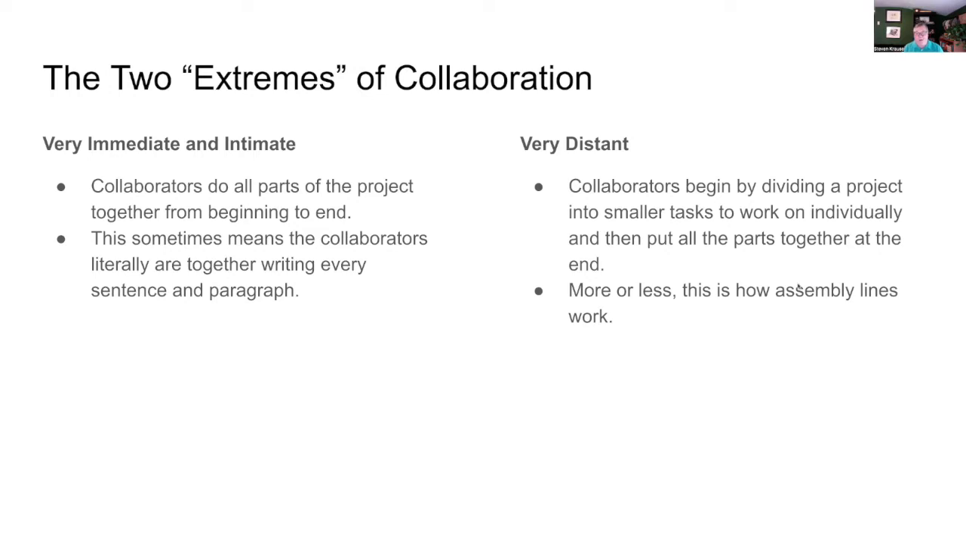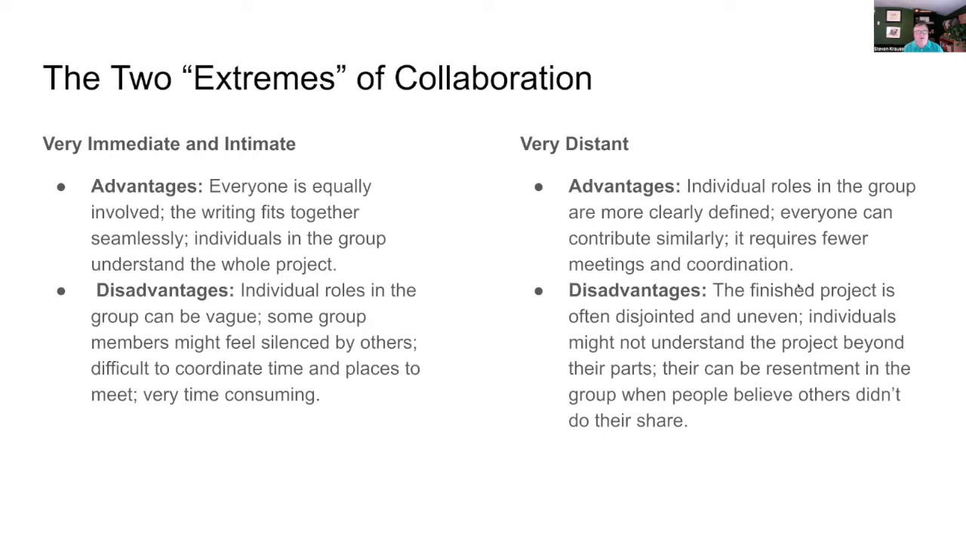The extremes of this have similar advantages and disadvantages, or I should say opposite advantages and disadvantages, right? So the advantages of the very immediate, intimate collaboration is that everyone's equally involved, and the text that you end up producing, the work that you end up producing, is seamless because you've all worked on it from beginning to end. The disadvantage is that the individual roles of what people are doing can be vague because everybody's kind of doing the same thing.